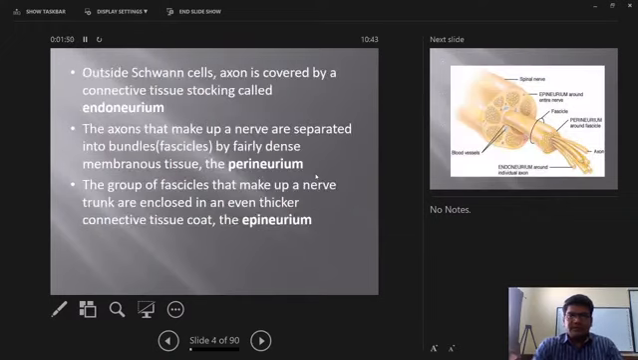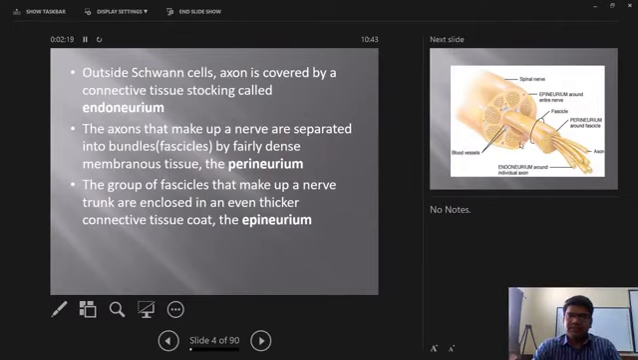You can see the outside Schwann cells. The axon is covered by connective tissue called the endoneurium. The axons that make up the nerve are separated in bundles. Several axons are enclosed in bundles, and each bundle, each fascicle, is surrounded by perineurium.